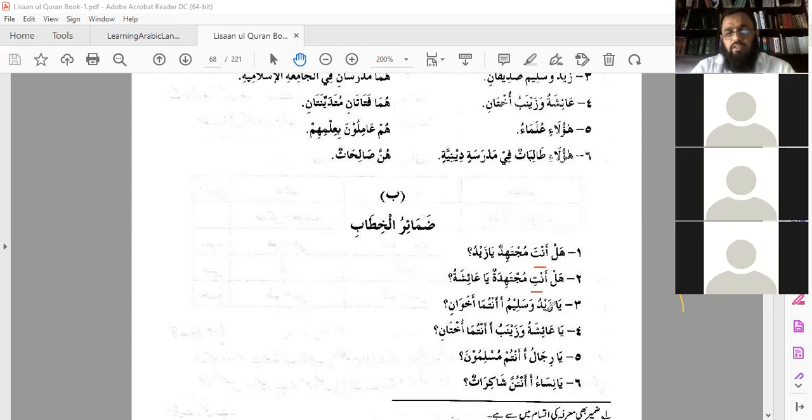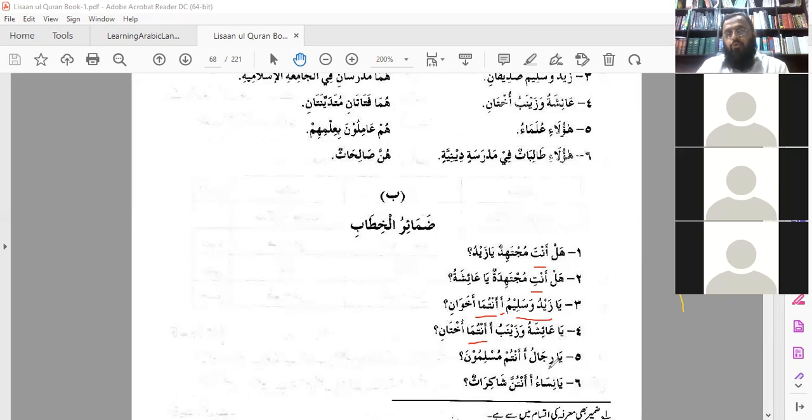Anti. Then for two: Ya Zaidu wa Salimu, antuma akhwani. Oh Zaid and Salim, are you both brothers? Now we are using antuma for two, muthanna and mukhatab. Then Ya Aisha wa Zainabu, antuma ukhtani. Oh Aisha and Zainab, are both of you sisters? Antuma is used for both masculine muthanna and feminine muthanna.